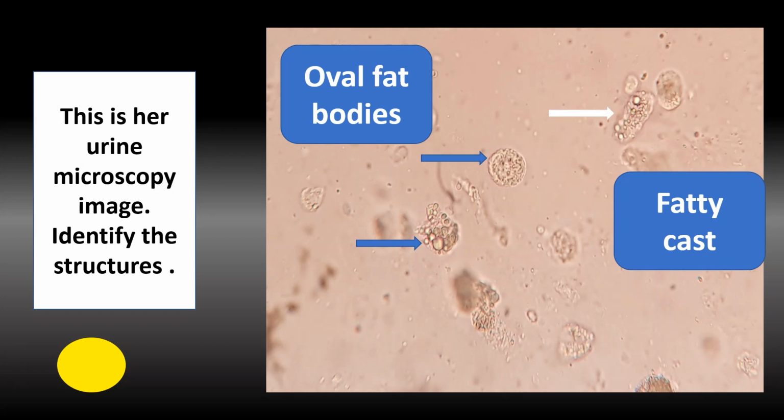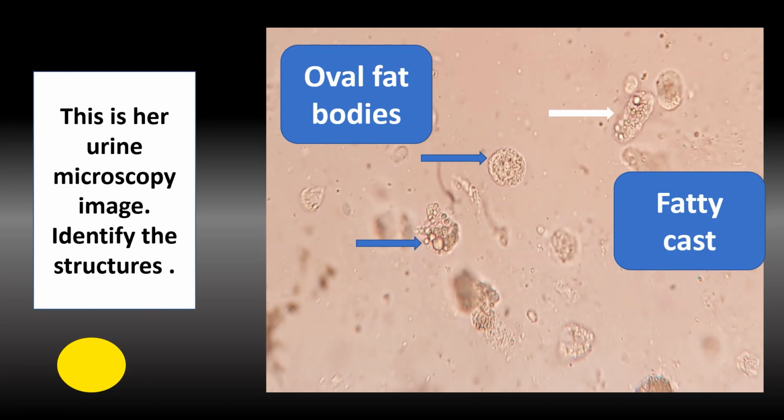What are oval fat bodies? These are actually degenerated renal tubular epithelial cells, which are filled with cholesterol droplets. If you manage to find a polarized light, you can see the characteristic Maltese cross pattern. They can also be stained with Sudan 3 or oil red O.